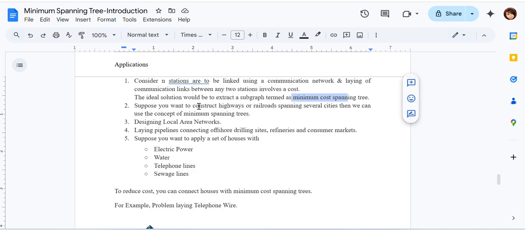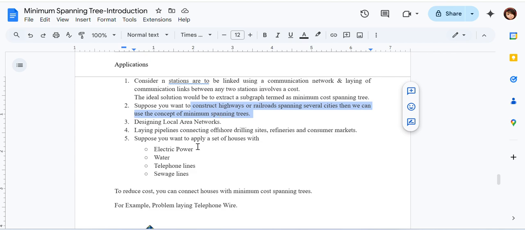So again, we have to construct highways or railroads, all these things, which connect several cities. Then also we will be using the concept of minimum spanning tree: how we are going to minimize all the resources in an effective way. This is the main concept of minimum spanning tree.